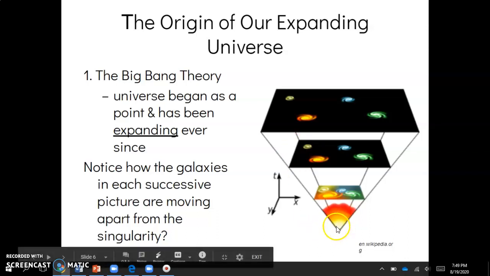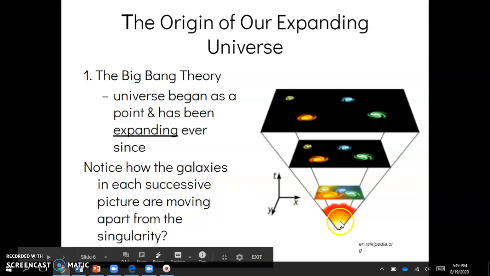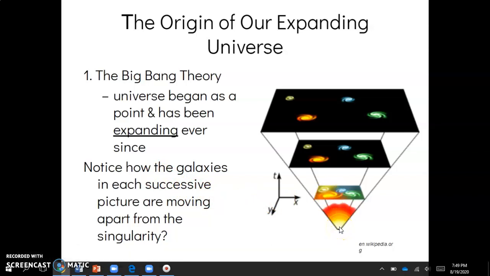So if we look here, we've got the point of origin. It's in one singular place. And then after this expansion, our universe just kept expanding. And eventually we got the creation of galaxies and star clusters and planets. And it's still moving too. So it says, notice how the galaxies in each successive picture are moving apart from the singularity. So it means that basically every day we're moving further and further away from the origin of the universe. We're moving further away from the point where the universe began.